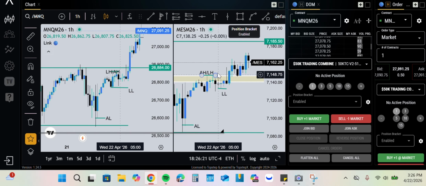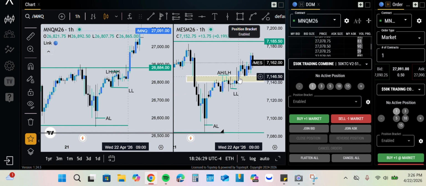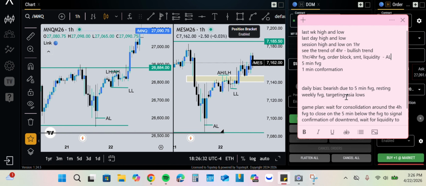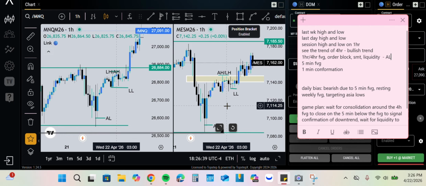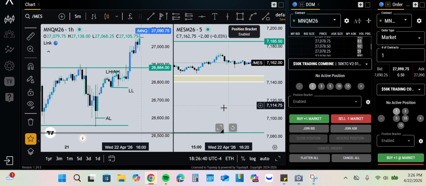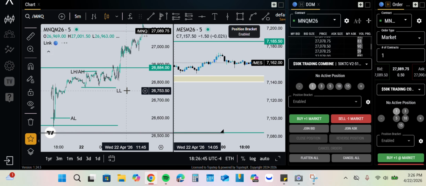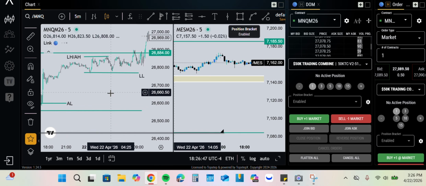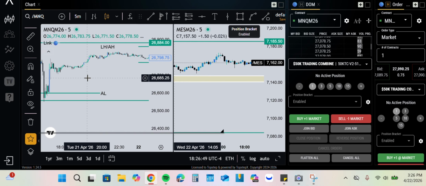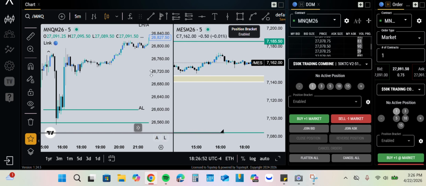Once it passes this fair value gap, I also want to see it on MES pass Asia high and London high in order for me to enter a trade. Then we're going to go to 5-minute fair value gaps. So the 5-minute fair value gap that I saw on MNQ was right here.